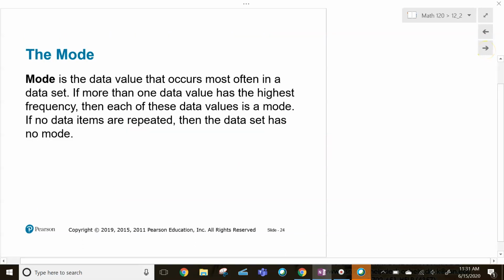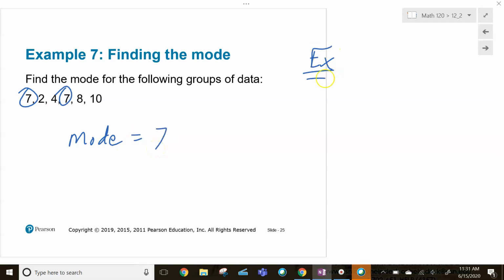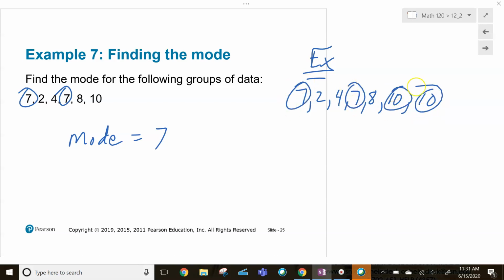Okay. All right, mode. Mode, another measure of central tendency. Mode, you want to think most often. M-O, most often. Which number occurs most often? Okay. Now, let me do an example here first. If you notice here, there's 2 7s. So the mode is 7. If you had 2 7s and 2 10s, then the mode would be both the 7 and the 10.